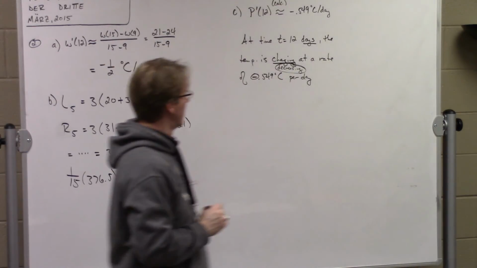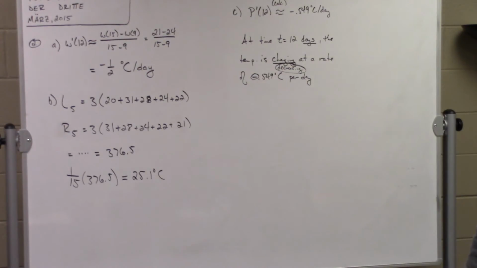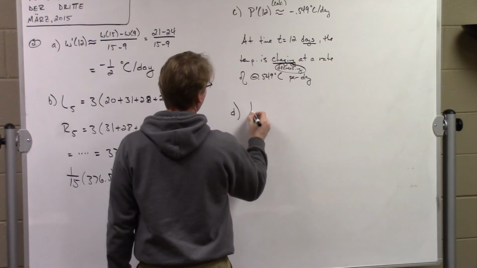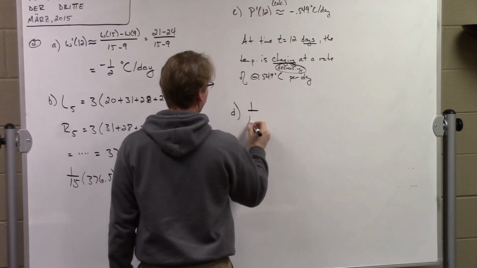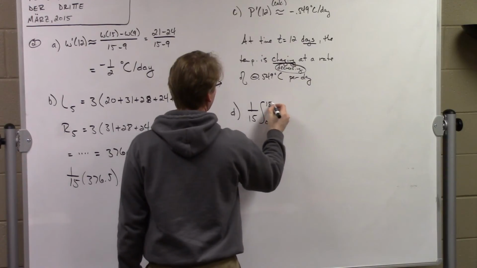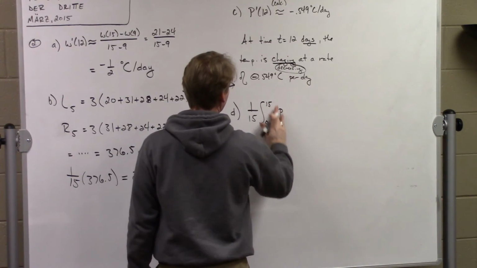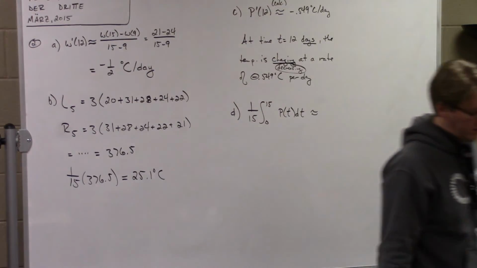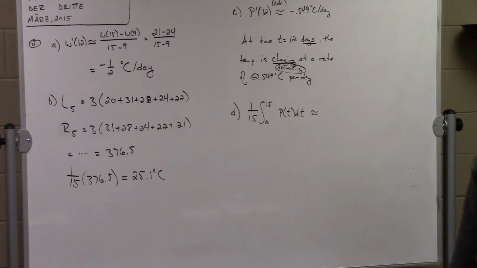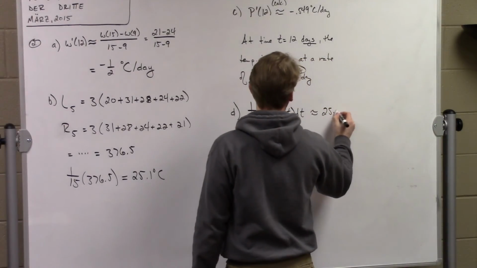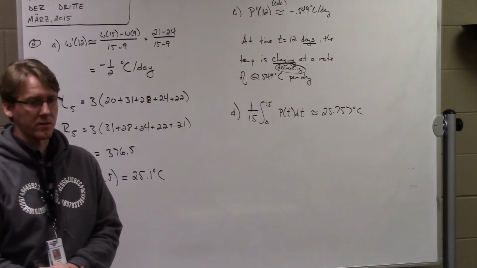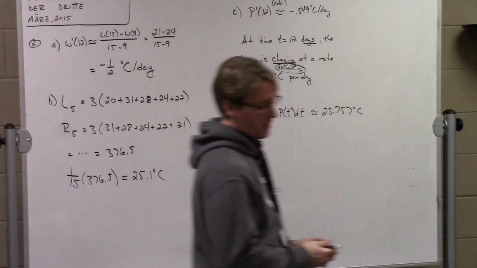All right. Part D. Use the function p to find the average value. Okay, so average value. We would do 1 over 15, 0 to 15 of whatever p of t is, dt. Plug it straight into the calculator and you get 25.757. Okay. Any questions on 2? Thought that one was pretty straightforward.